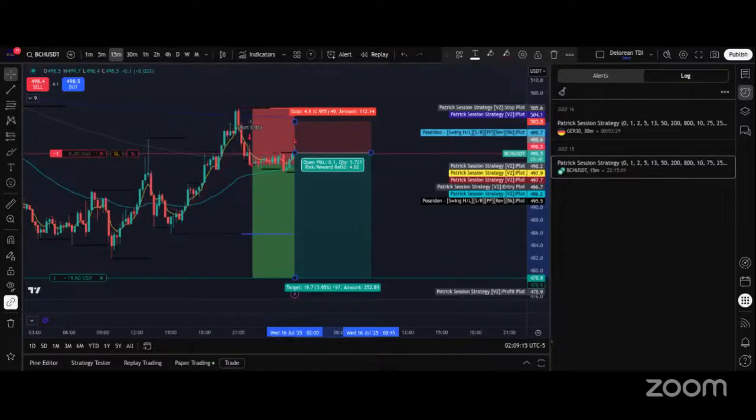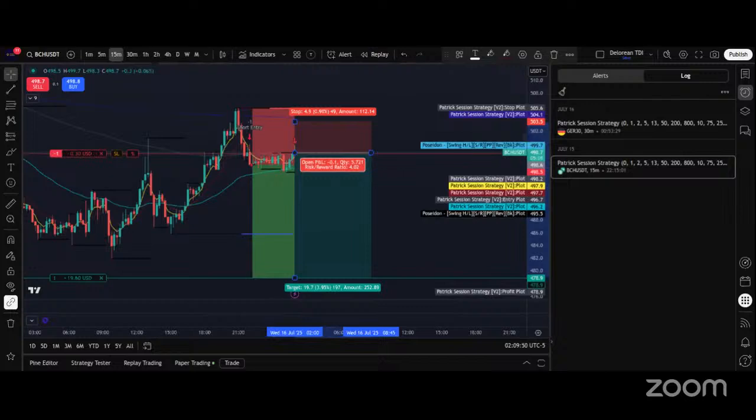Okay, so this is going to be BCH USDT. That's Bitcoin Classic versus USDT on a 15-minute confirmation. This is a market execution sell with a risk reward ratio of 4.02. Take profit is $478.90. And that's for 197 pips.